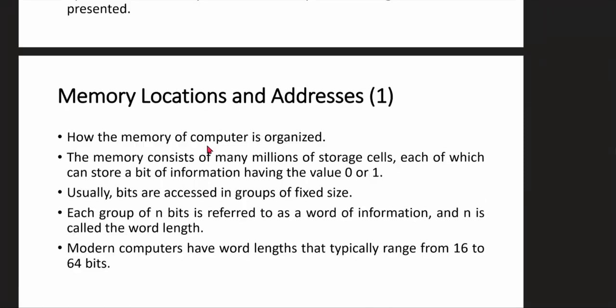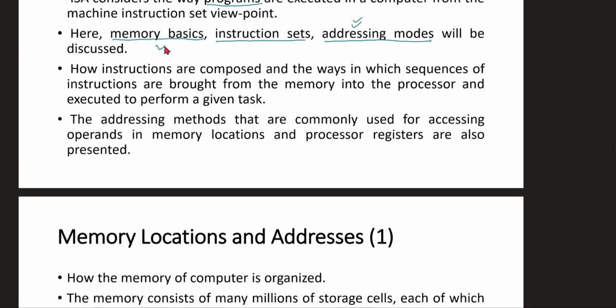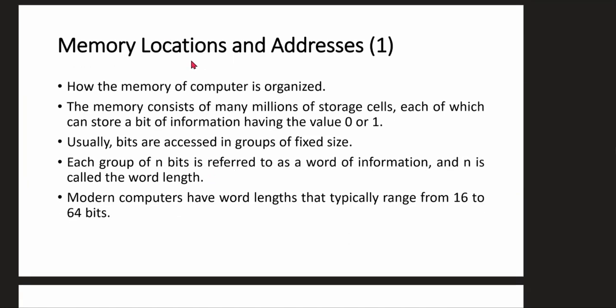So first of all, we will be looking at a few points about the memory basics. In the memory, memory locations and addresses, how we basically define them, and how the memory of a computer is organized. The memory consists of many millions of storage cells, each of which can store a bit of information having the values 0 and 1. So memories are stored in the form of zeros and ones, and each of the bits is stored in different memory cells.